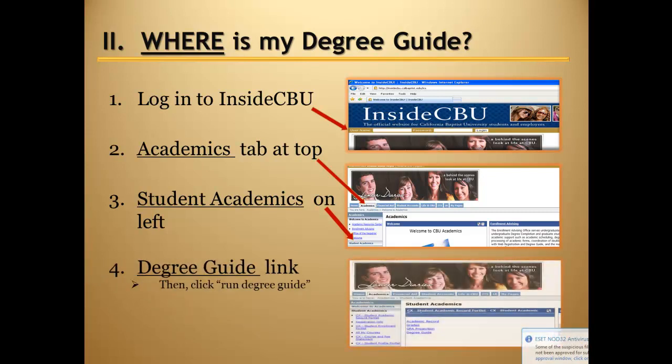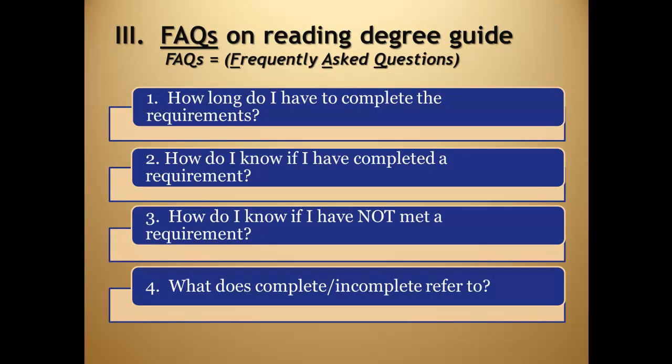On that page, you will find the link called Degree Guide. This window typically opens in another window or another tab in your internet browser. On the Degree Guide window, you'll see your name and your declared major. Just click on the button that says Run Degree Guide. Next, I will cover the most frequently asked questions about the information on your degree guide. Each of these questions will be explained individually in the following slides.